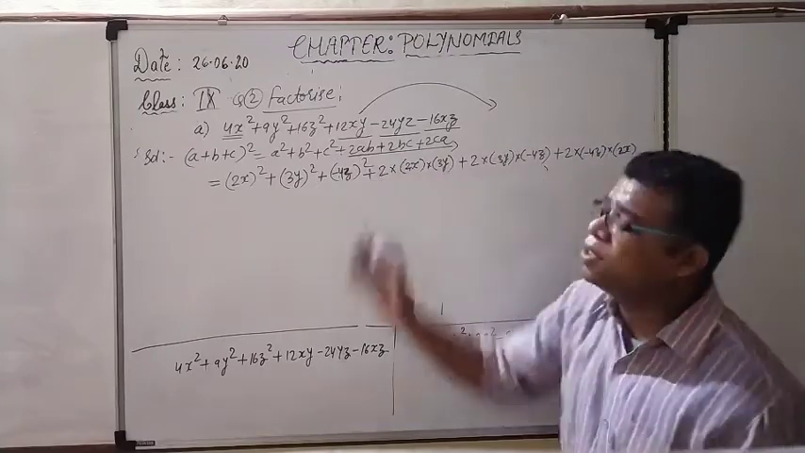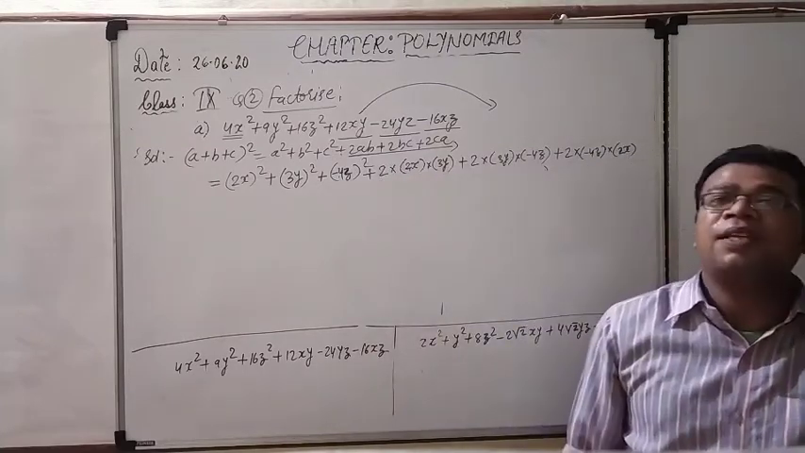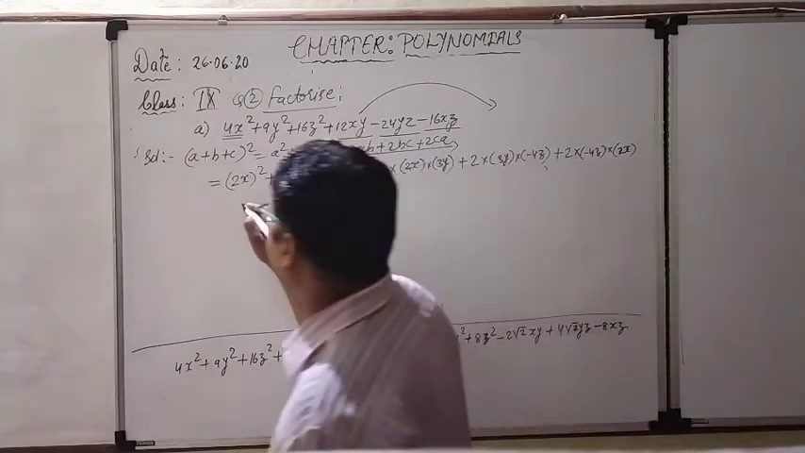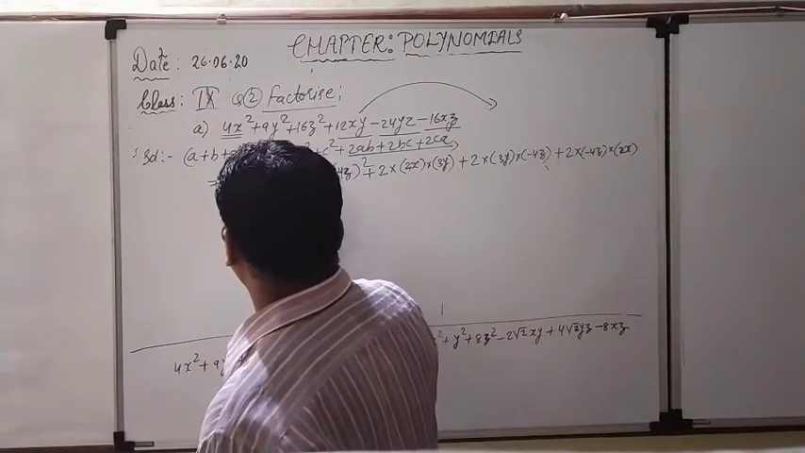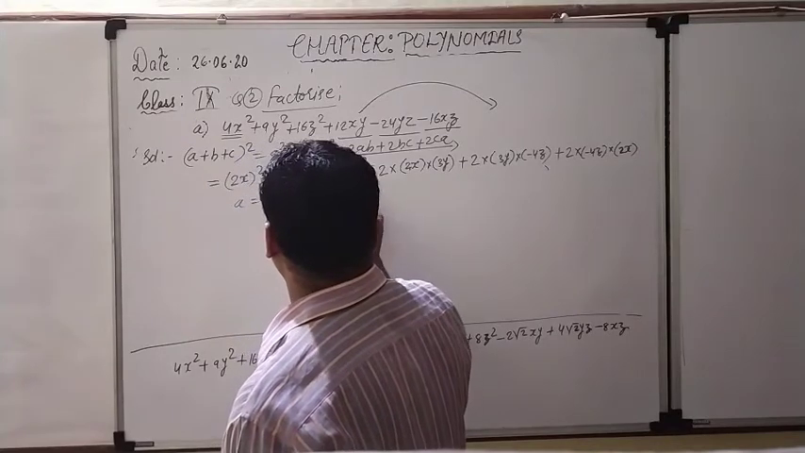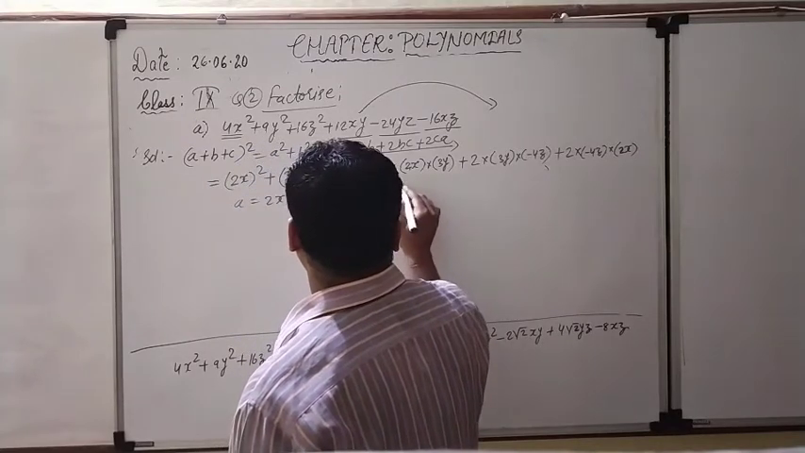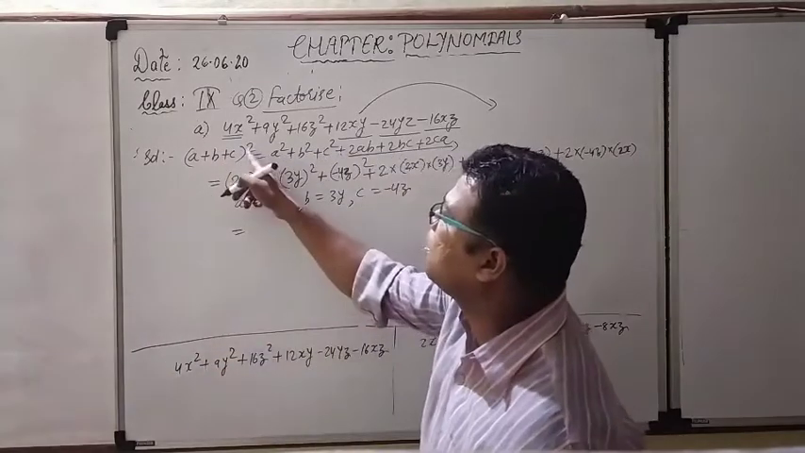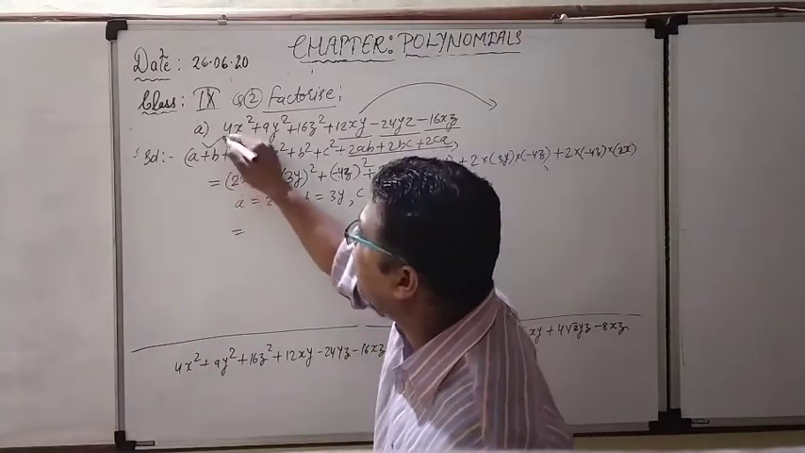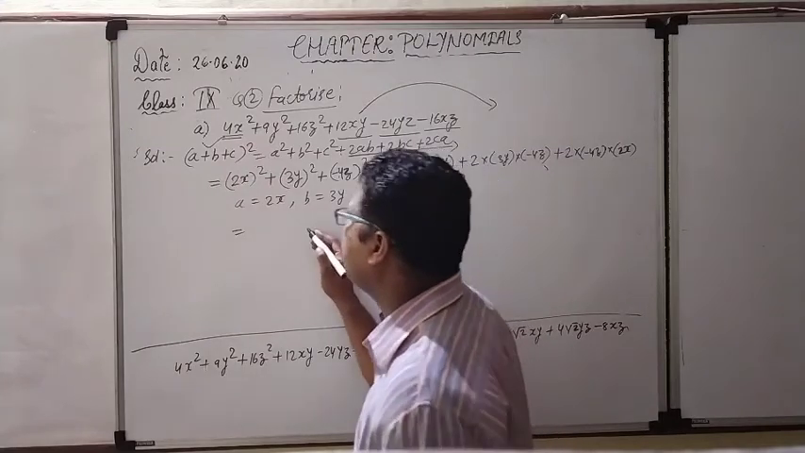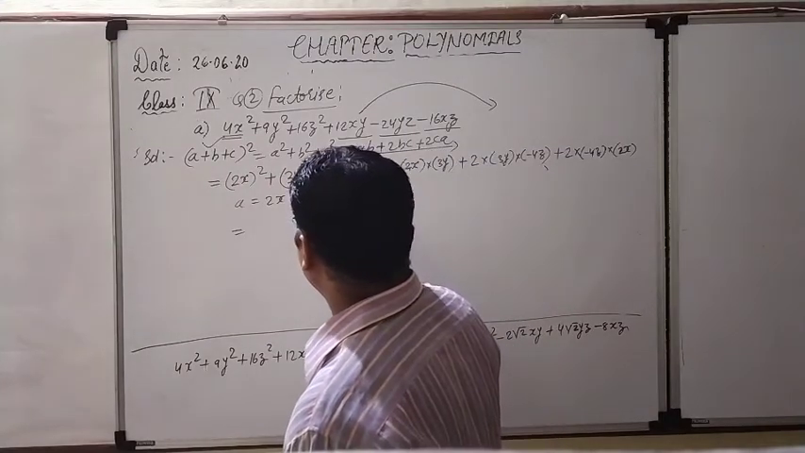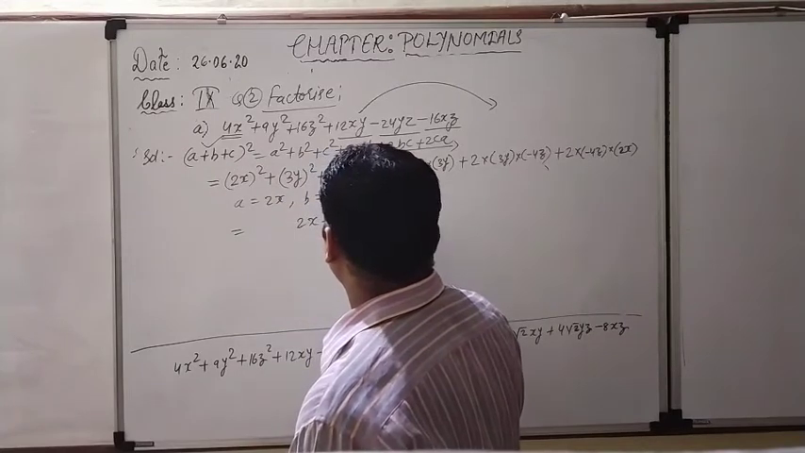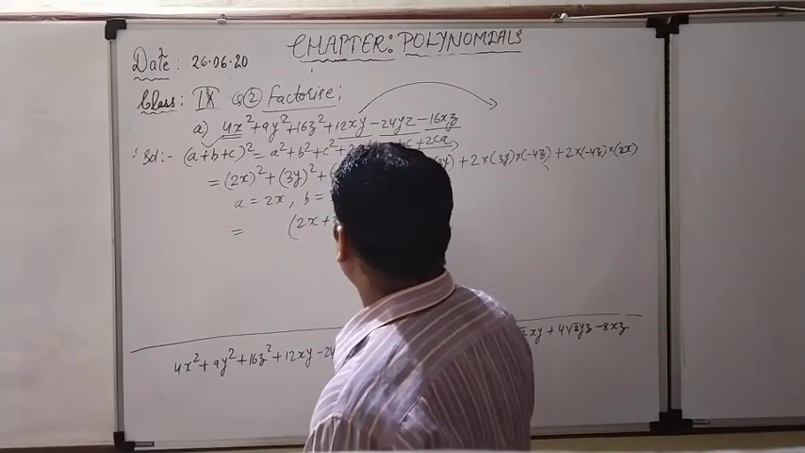So nothing more, once you know the values of a, b and c, you only have to adjust them in the particular format. We know the value of a is 2x, b is 3y, c is minus 4z, and the factorized form is (a plus b plus c) whole square. So we write 2x plus 3y, and that plus c is not plus, it is going to be a minus sign, so minus 4z, whole square.